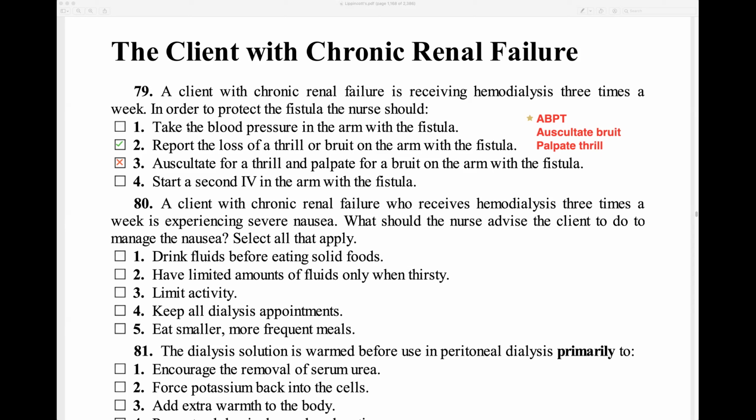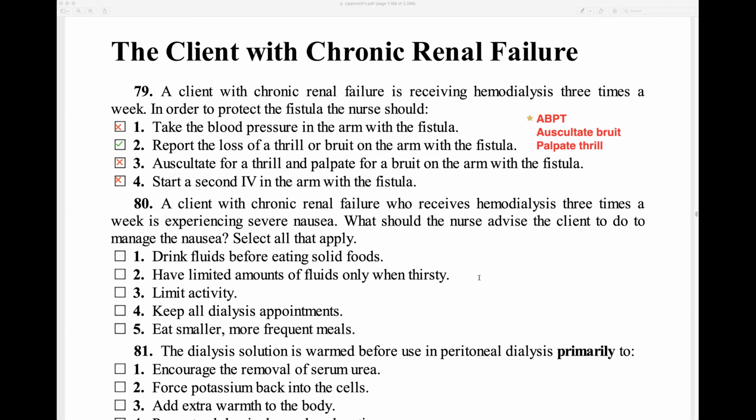So you don't want to take the blood pressure in the arm with the fistula because that could compromise the access site. You don't want to start a second IV in the arm with the fistula. So no punctures, no blood pressure on the same arm with dialysis access. But if you lose the thrill or the bruit, you absolutely want to let the healthcare provider know right away. Okay. All right.